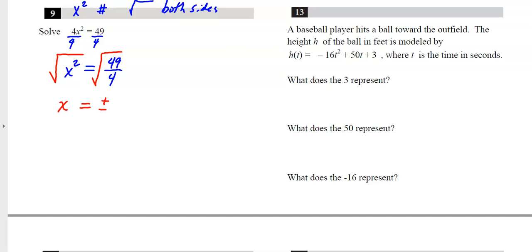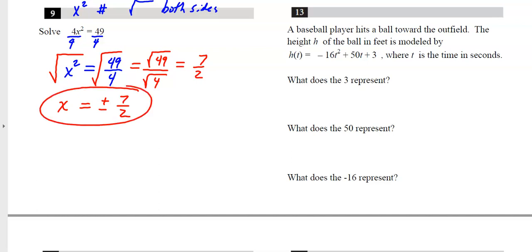But I chose two numbers that were perfect squares because remember, you can break this up into the square root of the top and the square root of the bottom, which is really friendly. It's just 7 over 2. So our answer is positive or negative 7 halves. Or you could say x equals 3.5 and x equals negative 3.5. All right, so those are your two answers. So that one's just taking square roots.